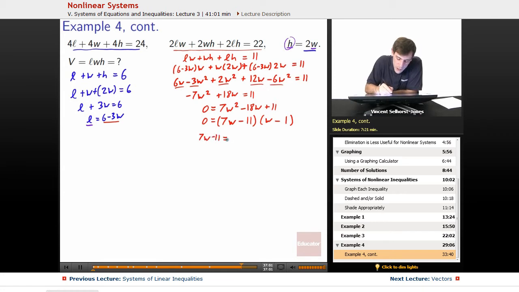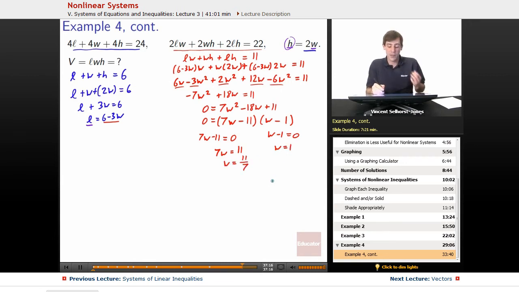7W minus 11 equals 0, or W minus 1 equals 0. So we've actually got two different possible worlds. It didn't say that in the problem, but there's two different possible worlds for what the width of the box can be. It can be 11 over 7 or 1. So 11 over 7 and 1 are our two possible things.